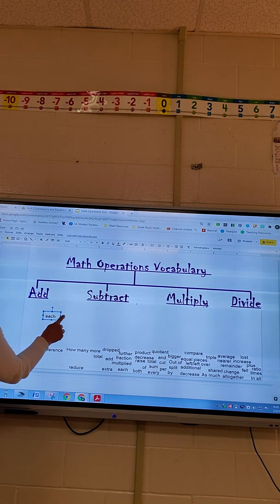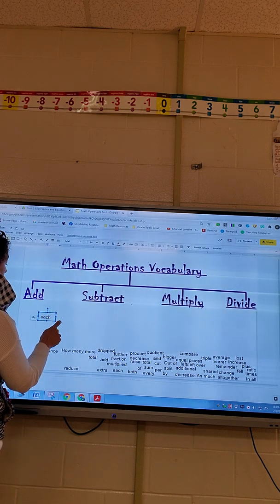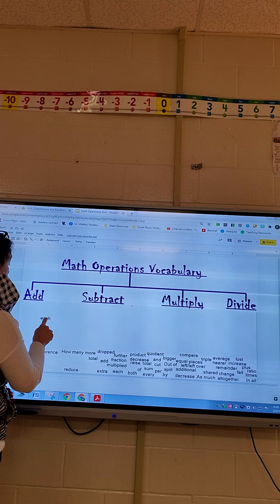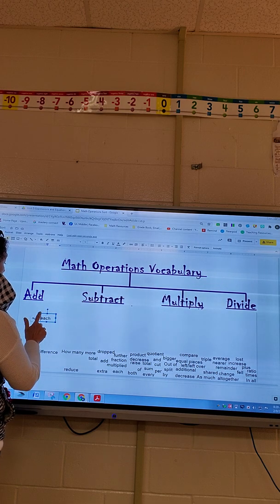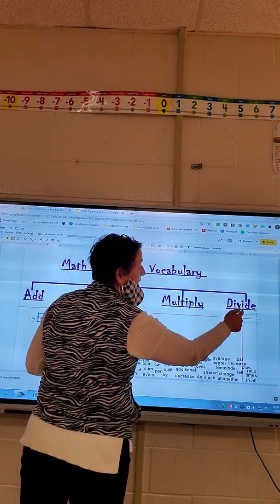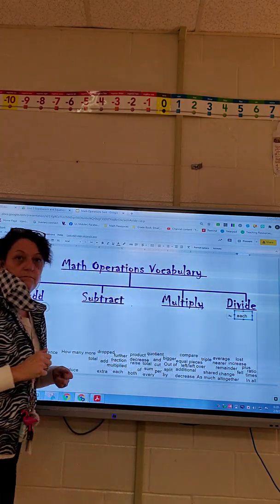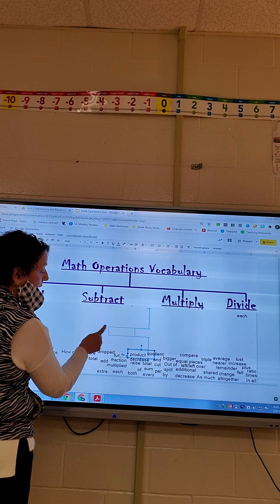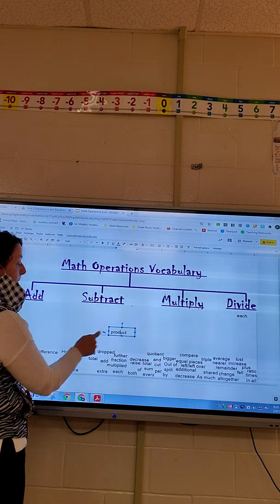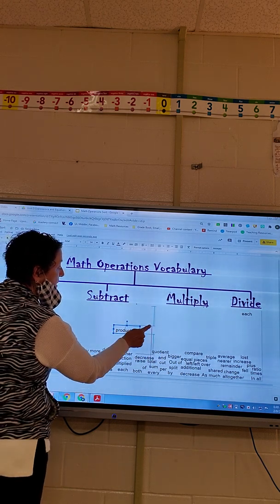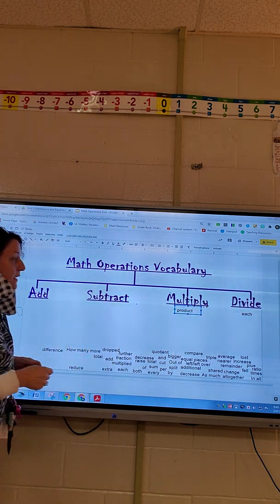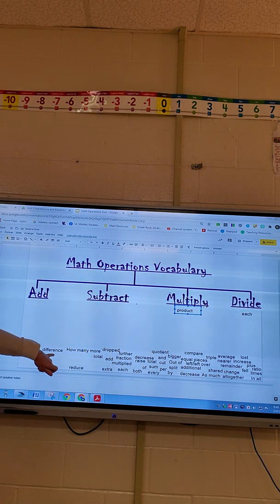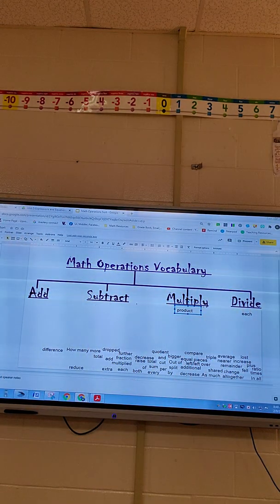Divide. Okay? So you're going to just take that word and we're going to drag it over here in the divide column. Okay? Product, or pull that up. Product. Multiply. So you're going to just click it and drag it and drop it. Now, be sure you're careful with where you're dropping the words. Be sure you're careful where you're dropping them, okay?